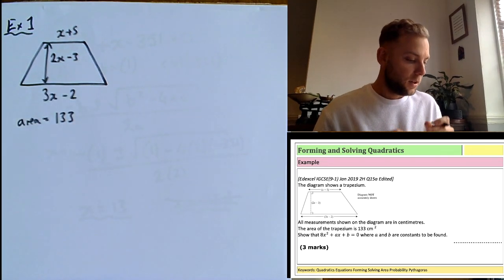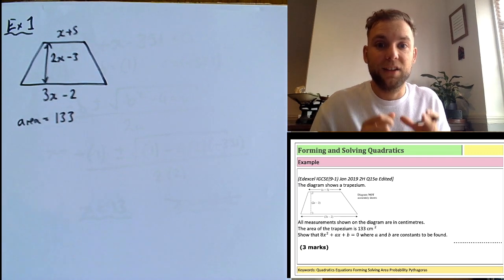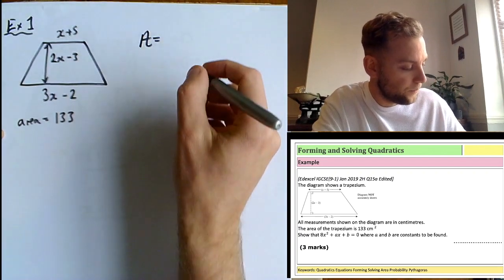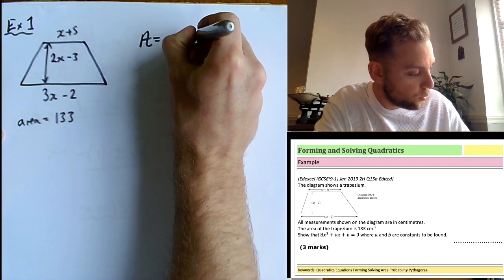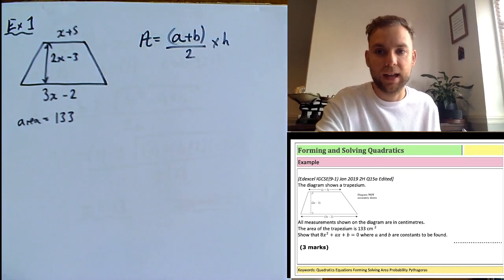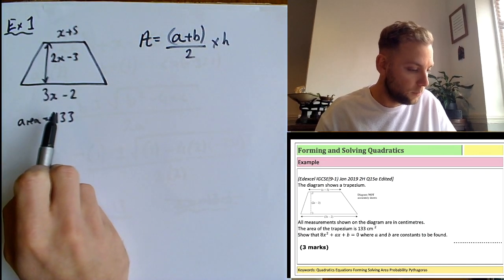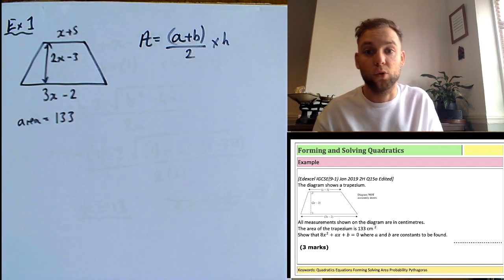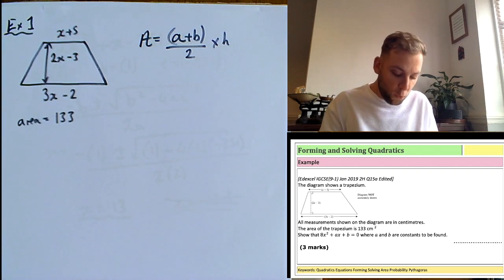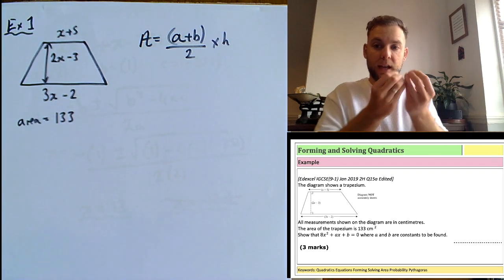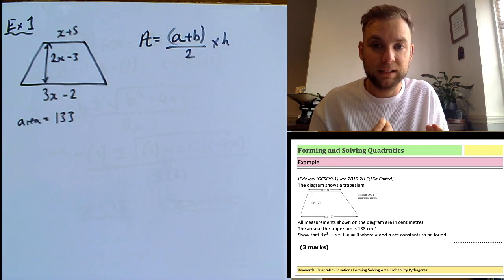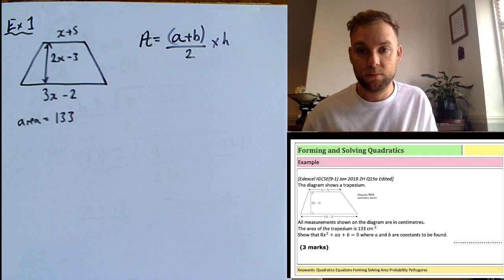Okay? So the first thing that makes this tricky is the fact that you need to know the area of a trapezium. So the area of a trapezium is equal to (A plus B) divided by 2, times H. Where A is the top, B is the bottom, okay? And H is that vertical or perpendicular height. Okay? So, with all of these questions, what you need to do is substitute everything in, then simplify, and then rearrange. Okay?